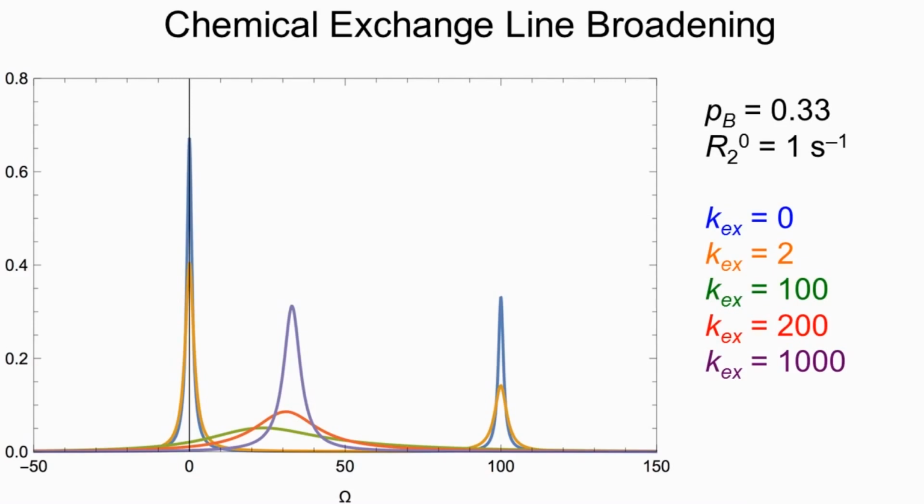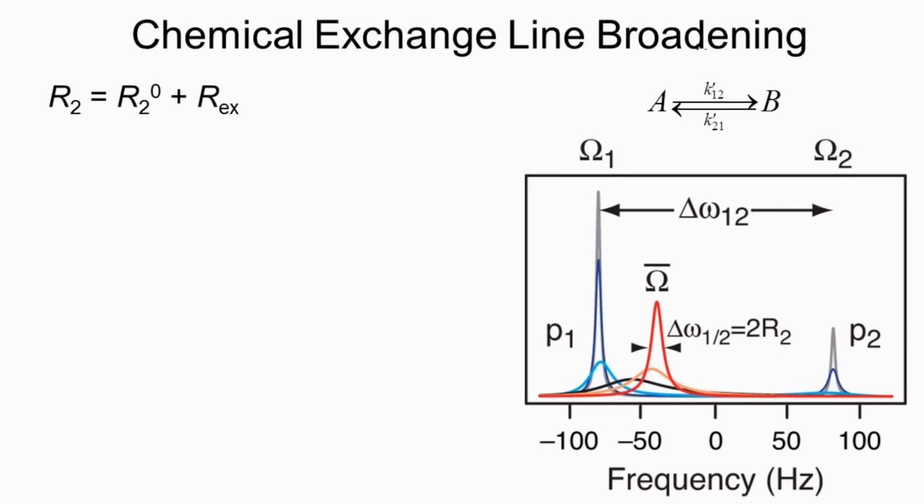Remember, for 2 site jumps, our expression for the adiabatic rate constant was the populations times delta omega squared divided by KEX. So once we're in the Redfield limit, as KEX increases, the rate constant gets smaller, and therefore the line gets narrower. And that's what you see here in the simulation. So in many, but not all cases, it's approximately true that the overall rate constant is the sum of the rate constant from other processes, such as tumbling, plus the contribution from the jump process, here called Rex.